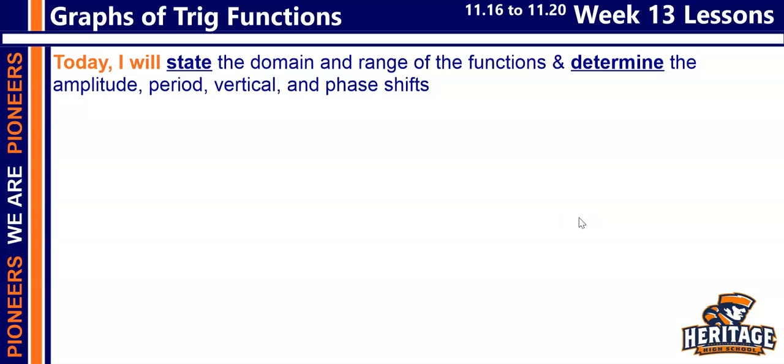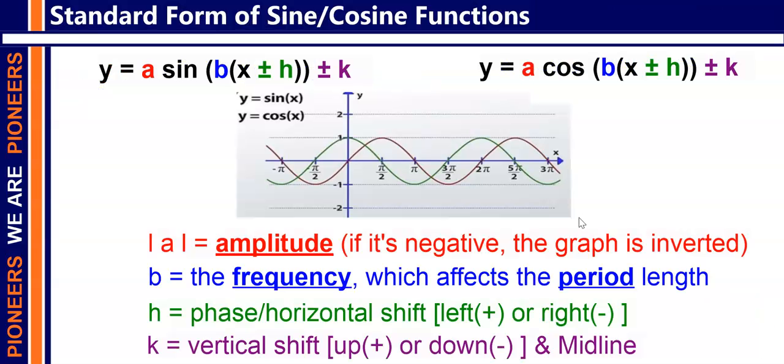Welcome one and all to the review on the different components for the graphs of trig functions, specifically sine and cosine. Here are the standard forms for the sine and cosine functions. Notice that they are identical except for the fact that one is sine and one is cosine, and they both share the same components where a is the amplitude, b is the frequency, which affects the period length. We'll get into that later.